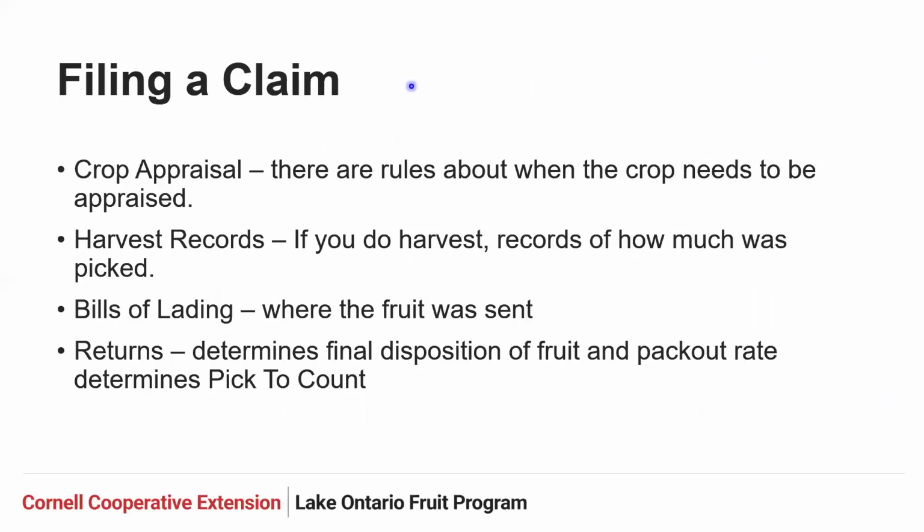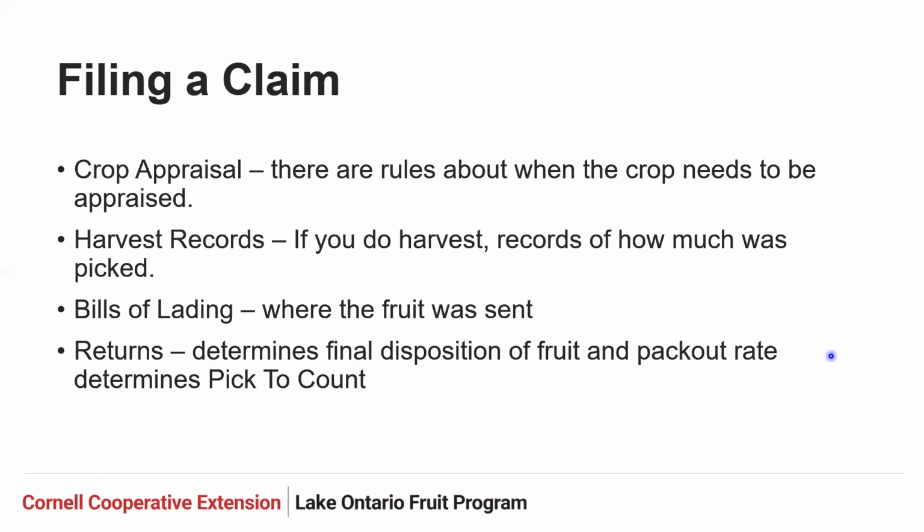Filing a claim. So some records you will need when filing a claim: the crop appraisal record from the crop adjuster, and there are rules about when the crop needs to be appraised. If you think you have a loss, you should contact the adjuster as soon as possible to understand those rules. Harvest records. If you do end up harvesting, records of how much was picked. Bills of lading. If you do end up harvesting, where the fruit was sent. And then also, if fruit is harvested, your returns.